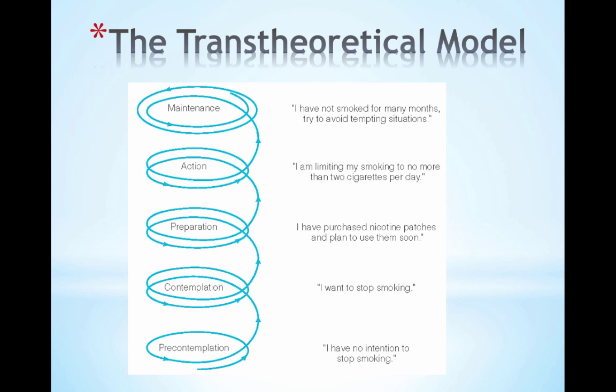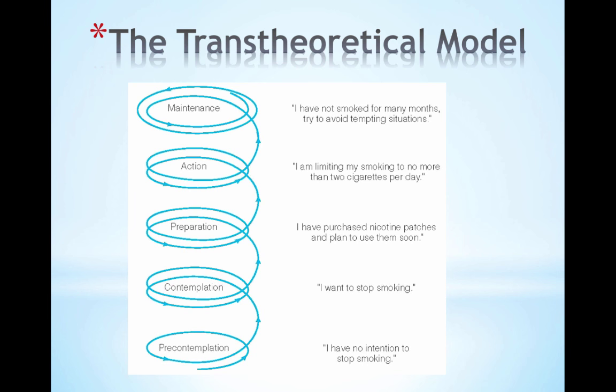So, like our example here, if we're talking about a smoker, right? I have no intention to stop smoking, or I have no intention to change my diet, right? Haven't even thought about it. I'm just going along, smoking my cigarettes, or eating an unhealthy diet, eating fast food all the time. I'm not even thinking about it. People might move into the contemplation phase next, which is the I want to stop smoking phase, where you're thinking about making that behavior change.